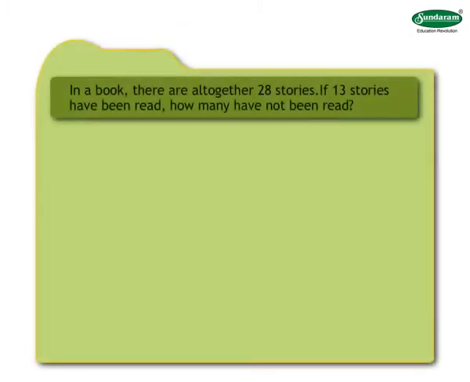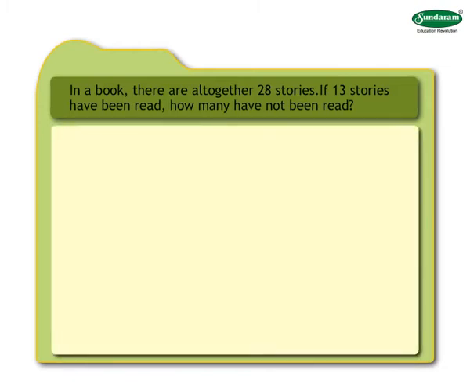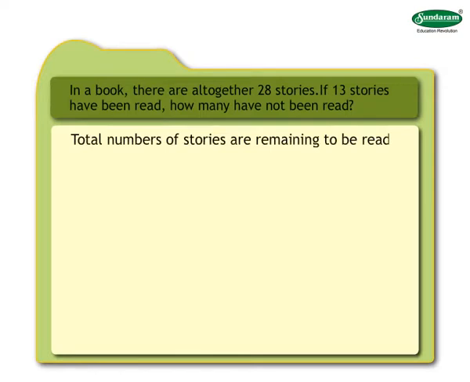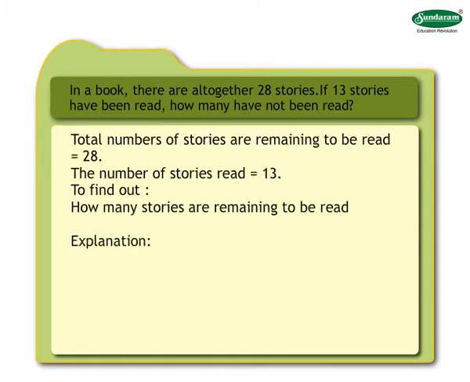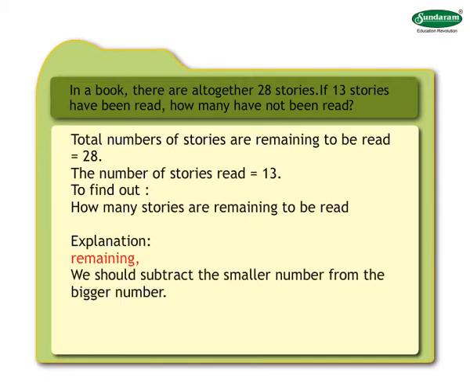In a book, there are altogether 28 stories. If 13 stories have been read, how many have not been read? Solution. It is given that total number of stories is 28. The number of stories read is equal to 13. What are we supposed to find out? Yes, how many stories are remaining to be read? The explanation for this is, the word remaining indicates we should subtract the smaller number from the bigger number.